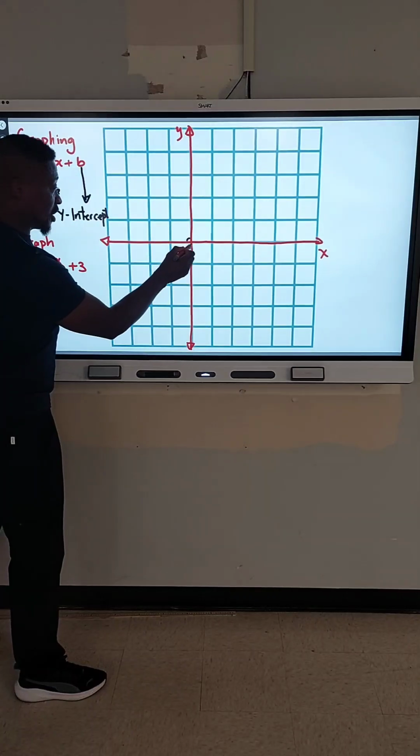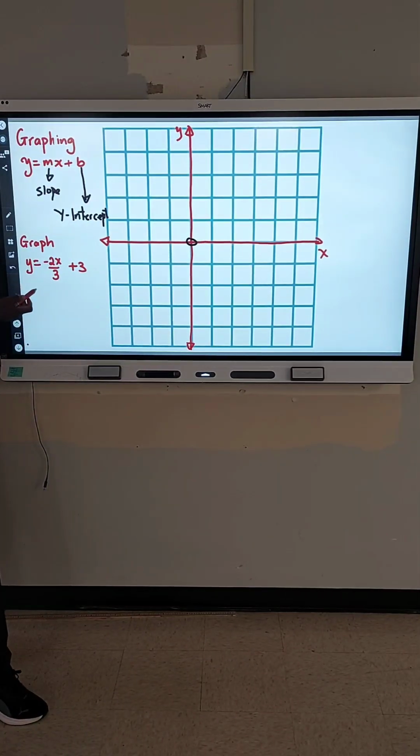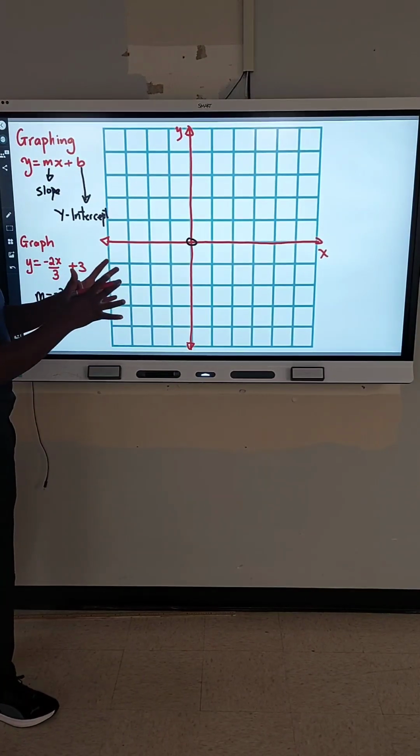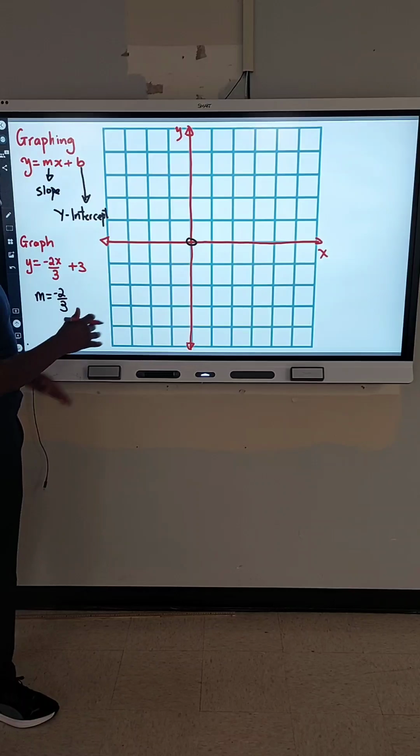This is the origin. I am going to take an example to graph the function y equals negative 2x over 3 plus 3. So, comparing it to this form y equals mx plus b, that tells me that my m, which is the slope, is negative 2 over 3. The slope tells us how to move on the coordinate plane, as we are going to see.